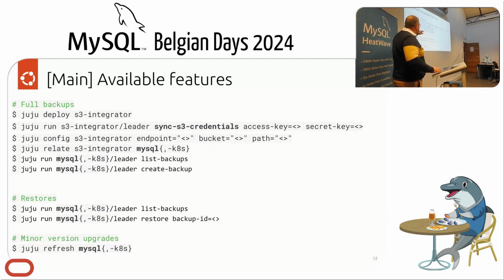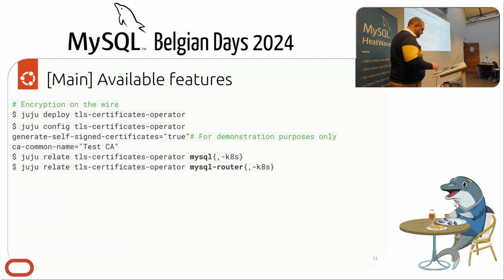Full backups, you will see it later on, so I will not spend too much time. Same thing for the restores and minor version upgrades. It just takes this, and you will upgrade to the latest version that is available in our stream. This is again all it takes to enable encryption on the wire for both the MySQL server and MySQL router. And this is just some dashboard for the monitoring stack that we will have.